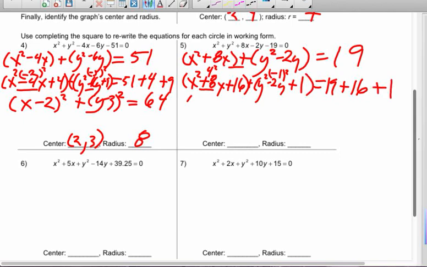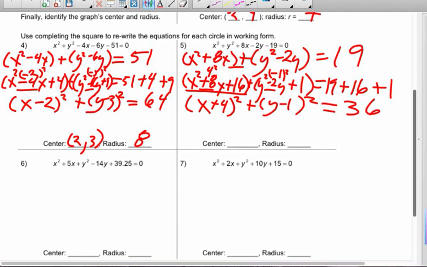And now I can factor this out. That's going to give me an x plus 4 squared plus y minus 1 squared equals 36. And there we got it. So my center is going to be at negative 4, 1. My radius will be 6.